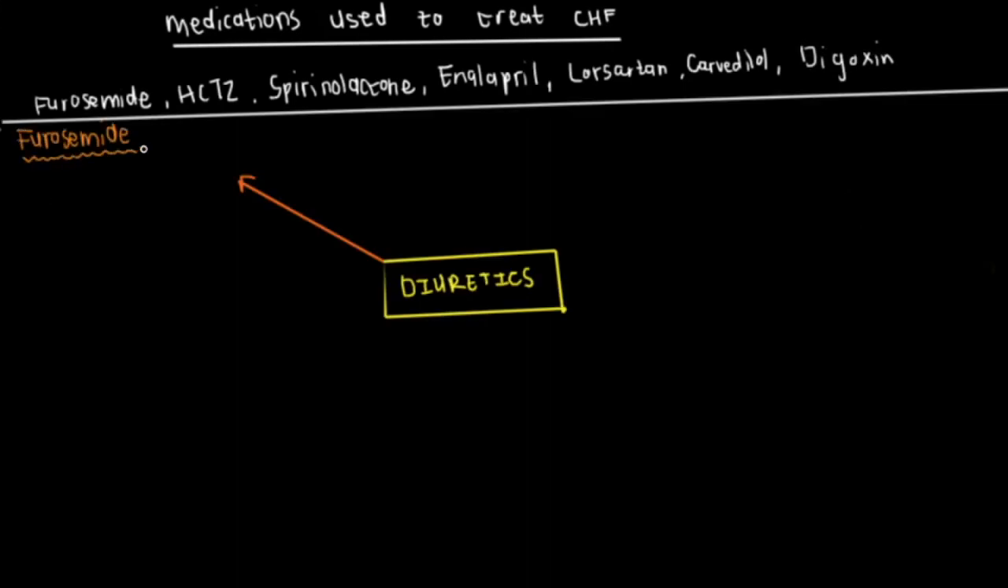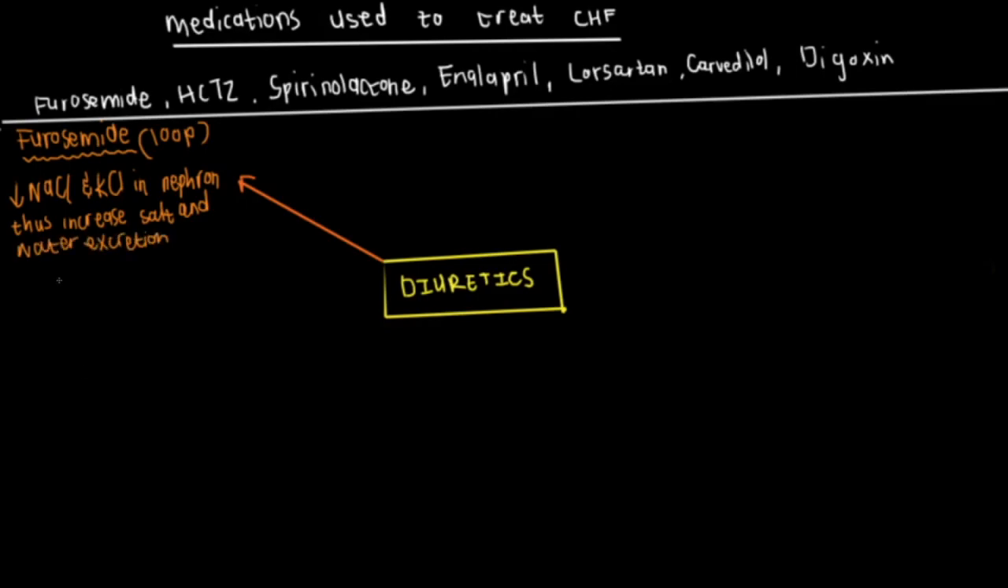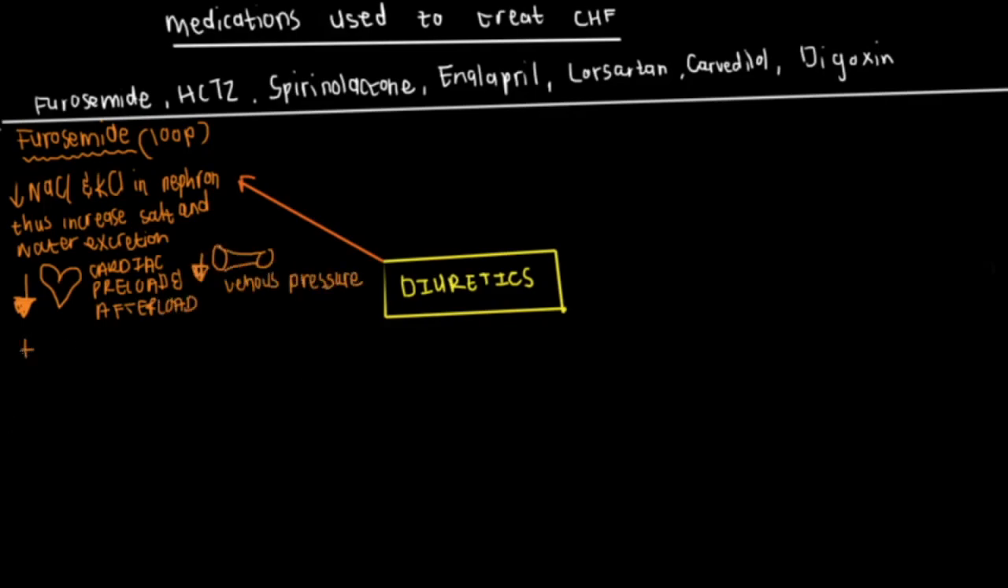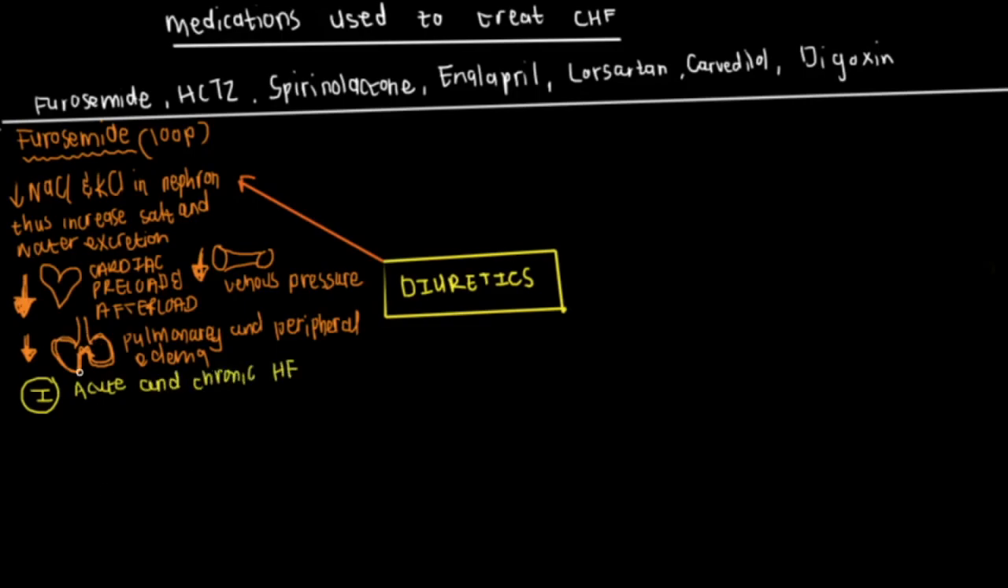Alright, so furosemide is a loop diuretic, and it decreases the sodium chloride and the potassium chloride reabsorption in the nephron. This causes an increase of salt and water excretion. It reduces cardiac preload and afterload, and it reduces venous pressure. It also reduces pulmonary and peripheral edema. So it's going to be used in the treatment of acute and chronic heart failure, severe hypertension, and edematous conditions.